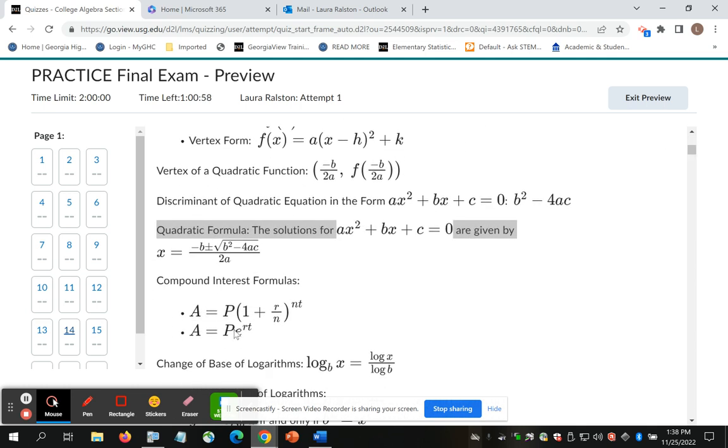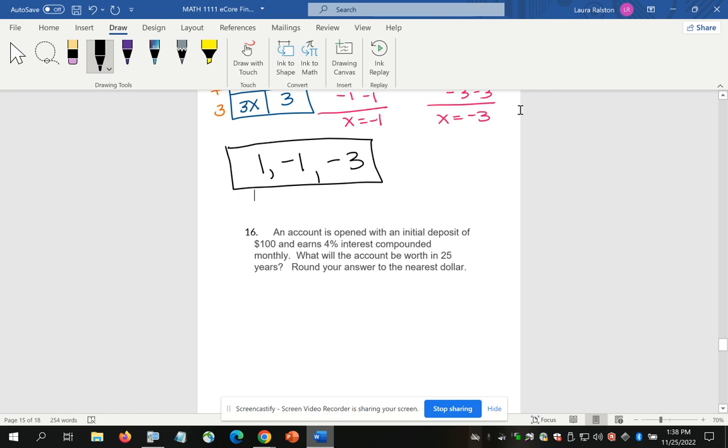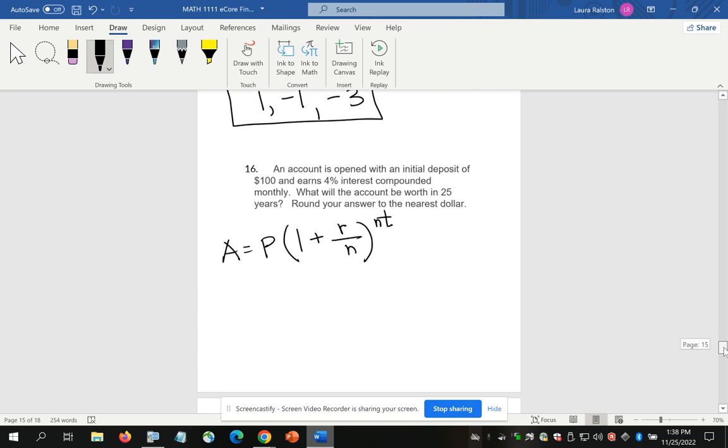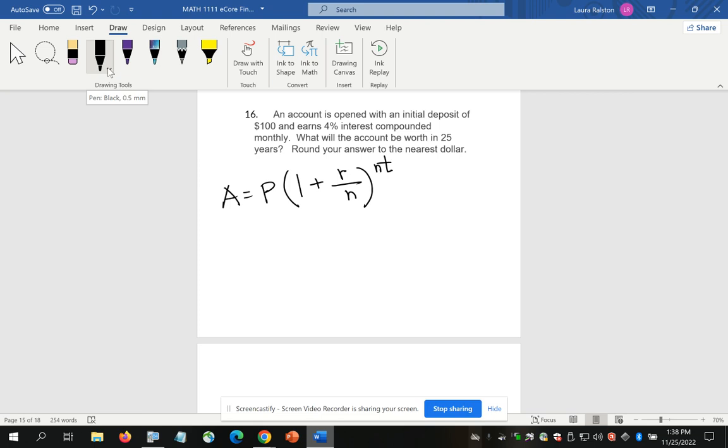Okay, so here are your interest formulas. The first one here is the one that you use when you have monthly, quarterly, semi-annually, or annually. So again, I'm going to write down my formula, which is A equals P times 1 plus R divided by N raised to the NT power. And from reading the problem, I need to be able to identify all of those pieces. It says my initial deposit was $100. So that's my P, or my principal. That's what I started with.